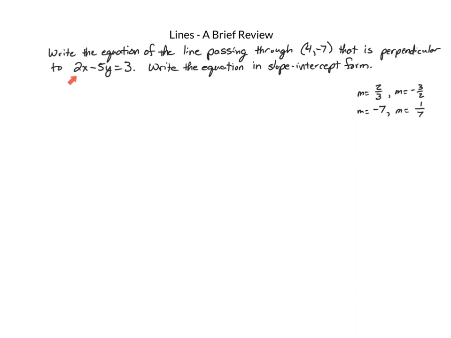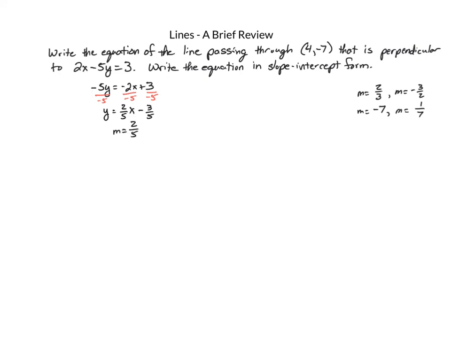that number. So let's start by putting this equation in slope-intercept form, because this equation is not in the form where its slope is visible. So let's start by solving for y. So we'll subtract 2x from both sides. We'll divide both sides by -5. So we have y equals 2/5 x minus 3/5. So the slope of the line that we were given is 2/5.